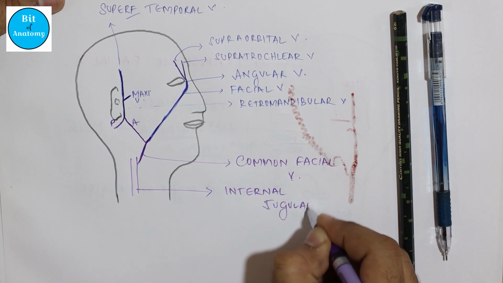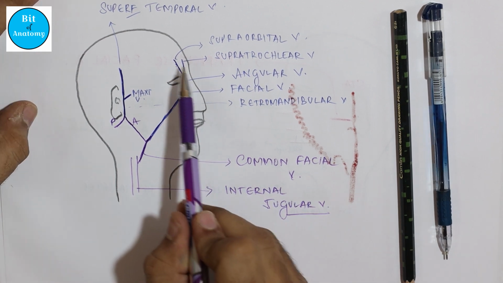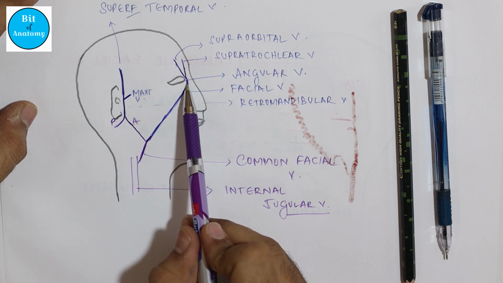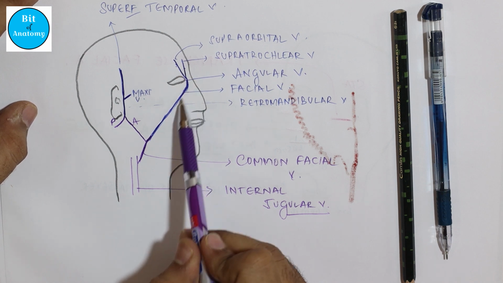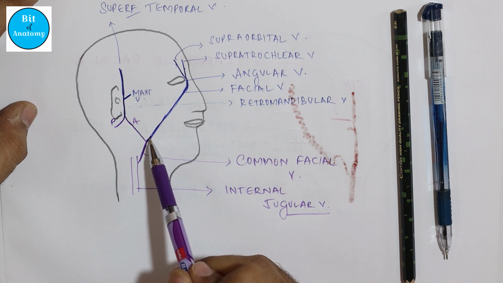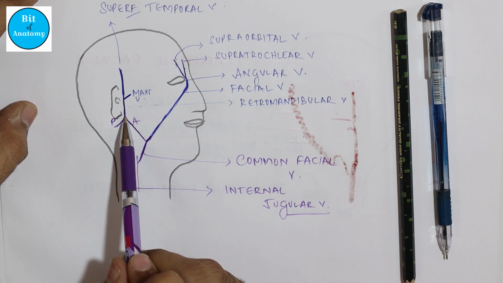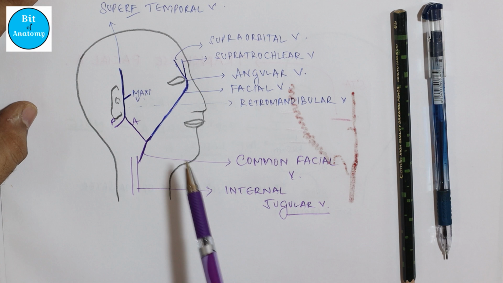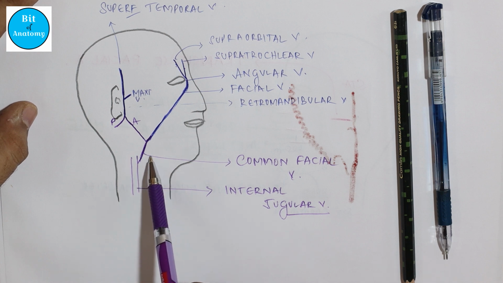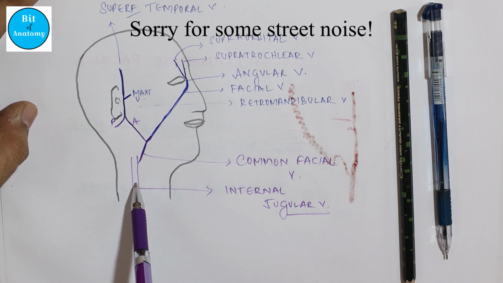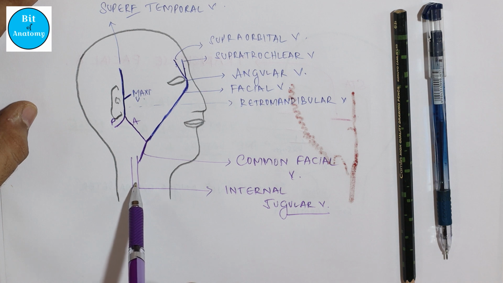the internal jugular vein. So supraorbital and supratrochlear veins unite to form the angular vein. Angular will continue as the facial vein. The facial vein will join with the anterior division of the retromandibular vein to form the common facial vein, which drains into the internal jugular vein.